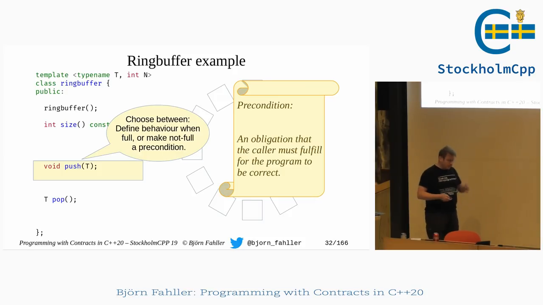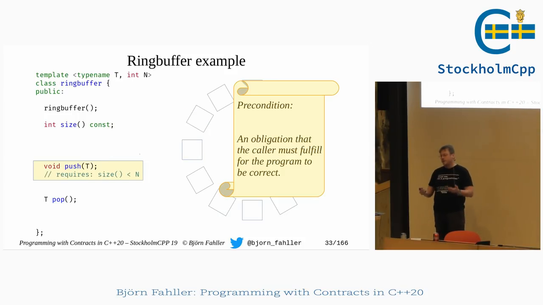Since this is not a talk about multithreading, but one about contracts, I will choose to say that it is a contract, that it mustn't be full. So we can just say that we have a requirement before making the call that the size must be less than n, strictly, because otherwise the client has done something wrong. This is a choice I have made. Other choices can be made.